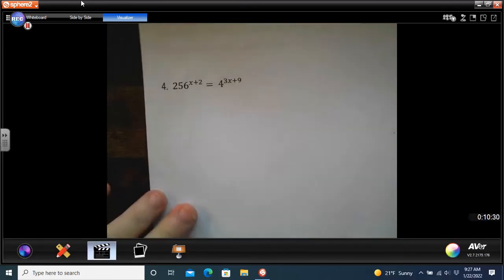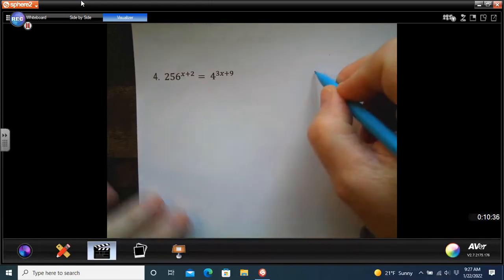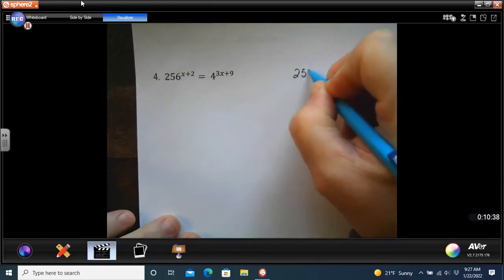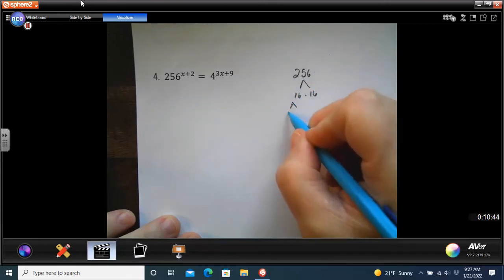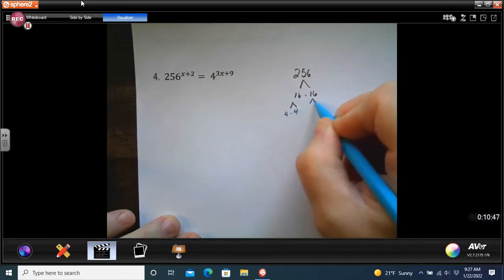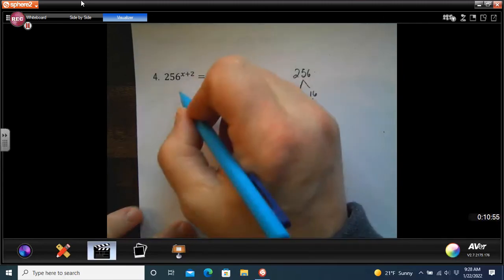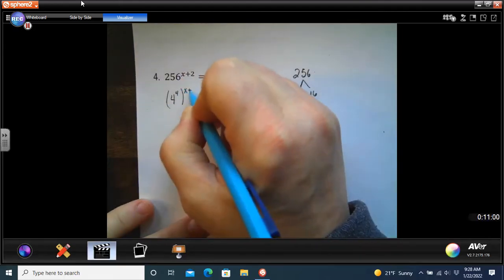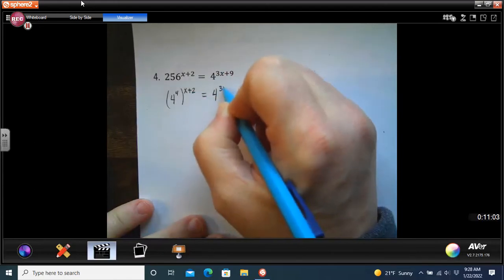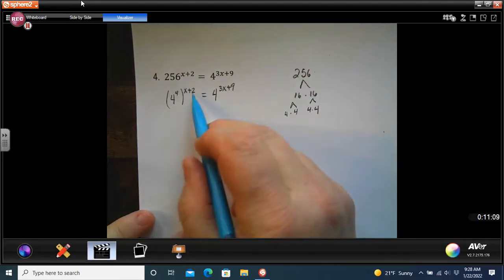And then another example where we need to match the bases. 256 is 16 times 16, and that is 4 times 4 and 4 times 4. And I could take the base all the way down to 2, but I can also match the bases at 4. 256 is 4 to the 4th power, and that's being raised to the x plus 2 equals 4 to the 3x plus 9.